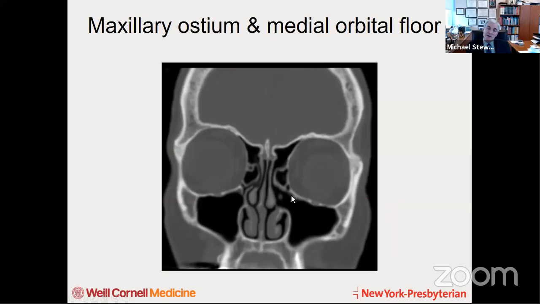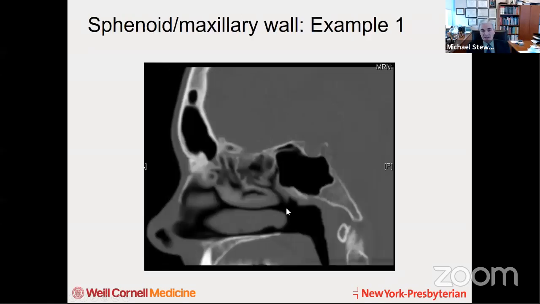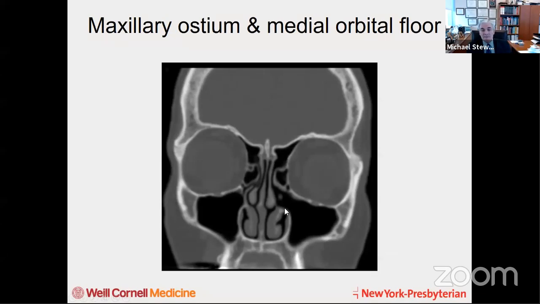This is a demonstration of here's an uncinate, and here's an uncinate that's been removed. This is a unilateral maxillary antrostomy, but what this shows you is the fact that the maxillary ostium is in the same plane as the lamina papyracea.